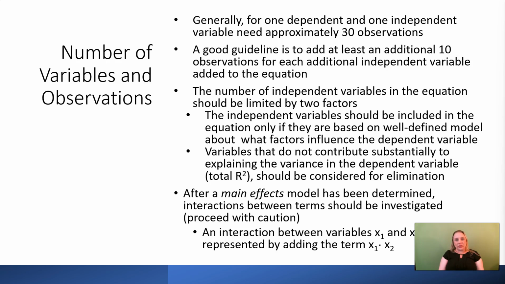The number of independent variables in the equation really gets limited by two things. They should be included in the equation if they're based on a well-defined model about the factors that influence the dependent variable. Variables that don't contribute substantially to explaining the variance in the dependent variable should be considered for elimination from your model. After the main effects of your model have been determined, then additional interaction terms can be investigated. So x1 times x2, or x1 squared, or whatnot.